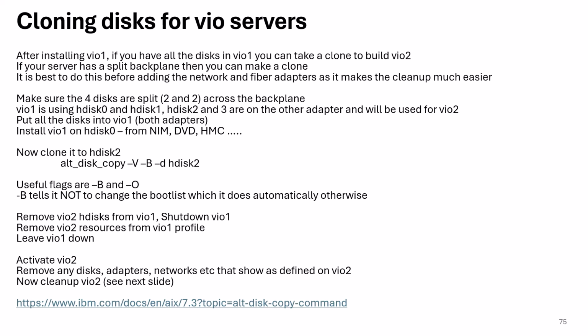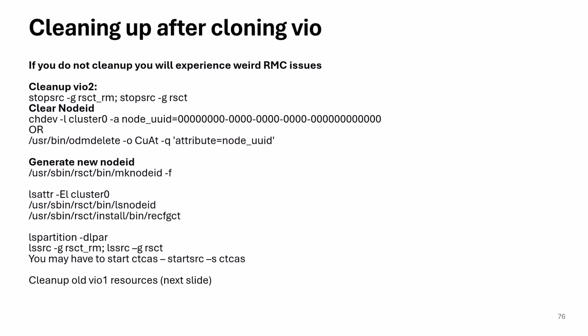But this is one way, if you've got an issue with the disks or anything, you can do this kind of cloning. But the tidy up is kind of messy. If you do not do the cleanup, you will get some very strange RMC issues. The kind of thing that I saw was I boot one VIO and it would say that RMC was active. I then boot the second one. On the first one, RMC would go inactive, and the second one would go active. And that's because the node ID was identical between the two.